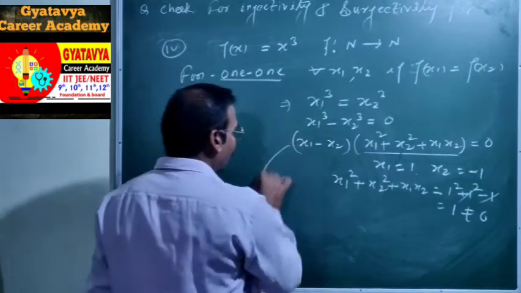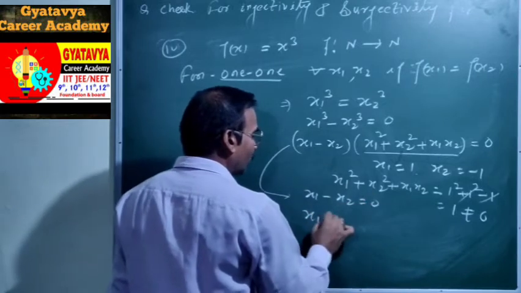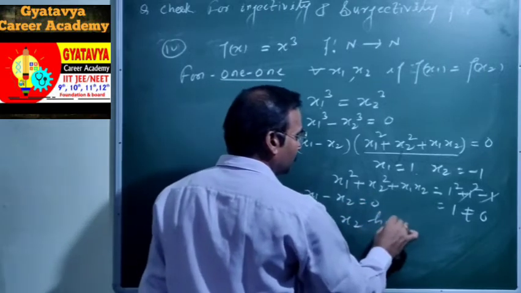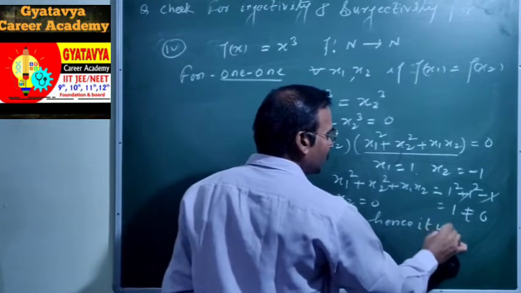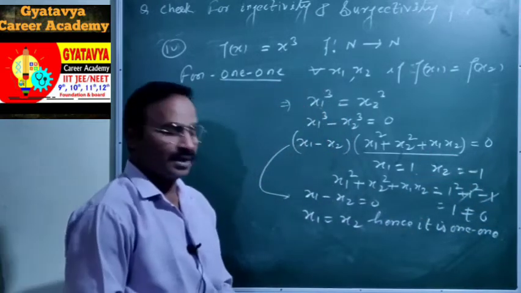So surely x1 minus x2 equal to 0. So x1 equal to x2, hence it is 1-1.